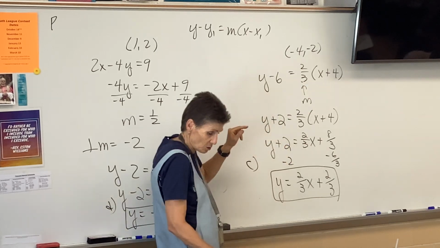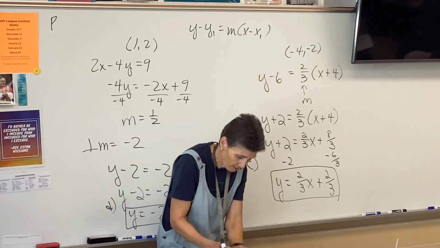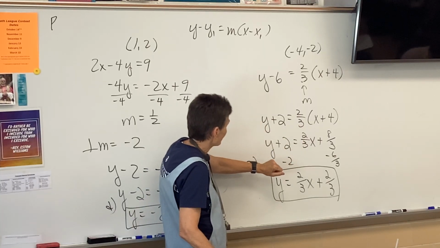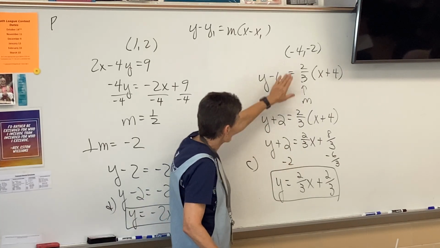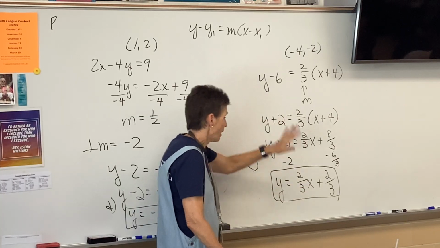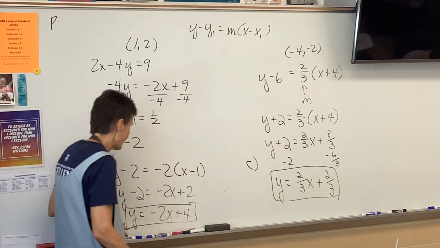So since this one was parallel, right? Yeah, I just used 2/3 as my slope. Is that all right with everyone? You okay with that? All right, and then for D, I got this.